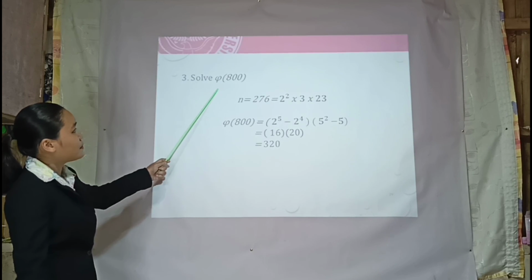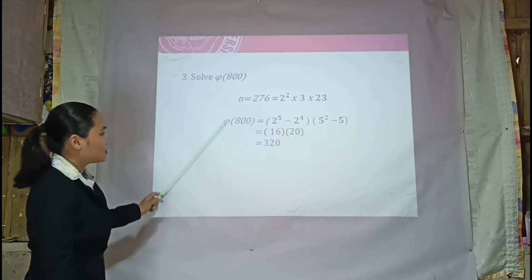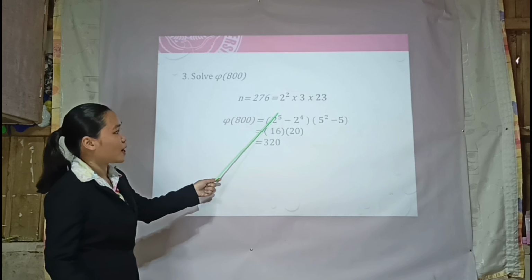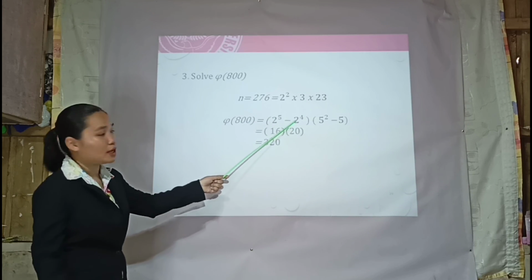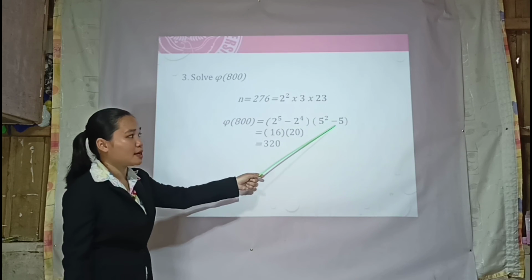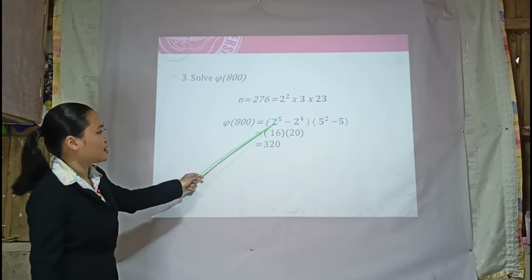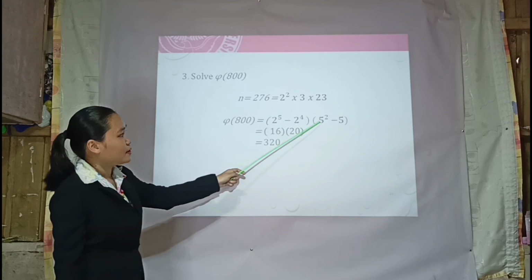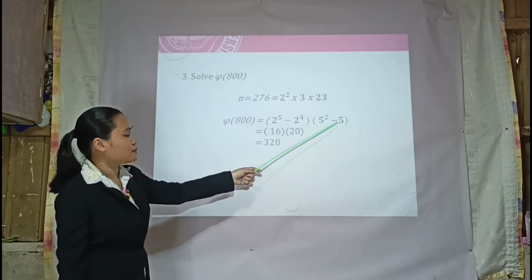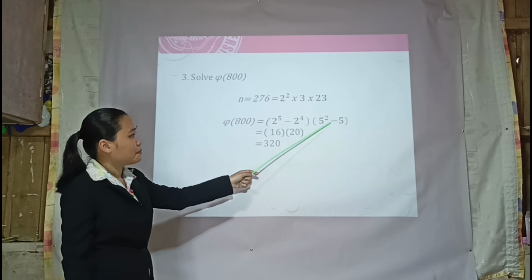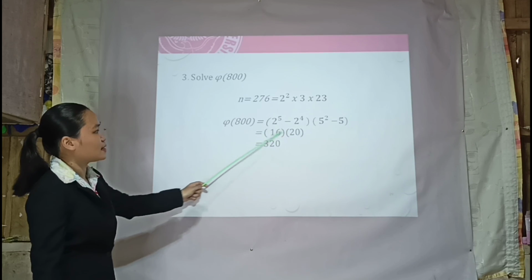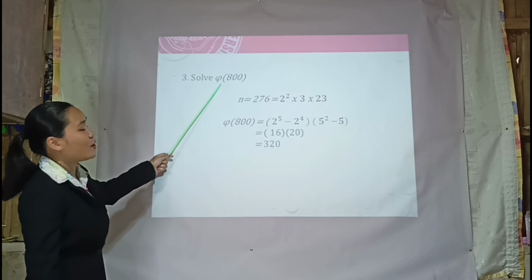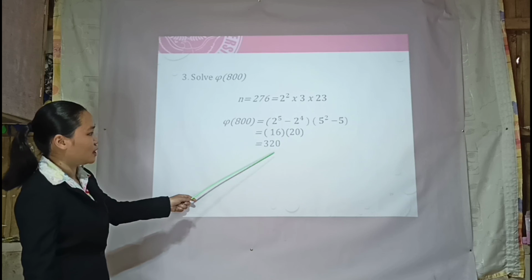Solve the phi of 800. So, the phi of 800 is equal to 2 raised to 5 minus 2 raised to 4, times 5 squared minus 5. So, if we evaluate this, 2 raised to 5 minus 2 raised to 4, the answer is 16. And 5 squared minus 5, we have 5 times 5, 25, minus 5, the answer is 20. So, 16 times 20 equals 320. So, the phi of 800 is equal to 320.